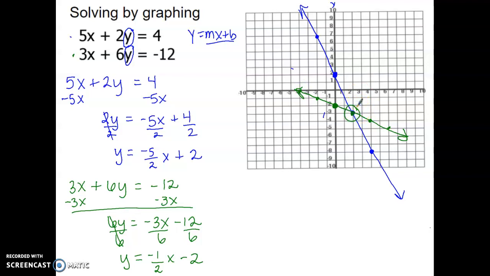That's our solution. So the solution to this system is, and you can write it as a point, x is 2 and y is negative 3. And that's solving by graphing. So to solve by graphing, get both equations, solve for y, graph them in slope-intercept form, start at the y-intercept, use the slope, and wherever they cross, that is the solution.